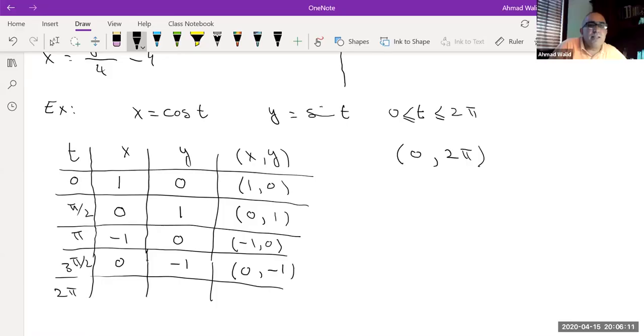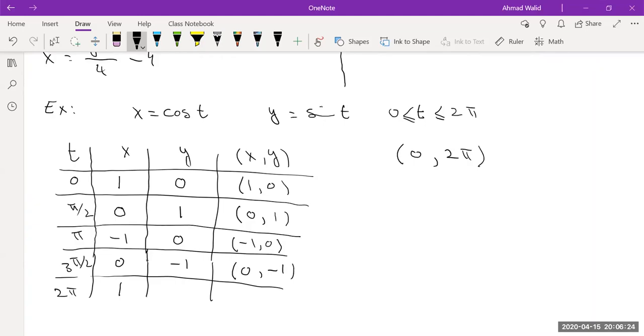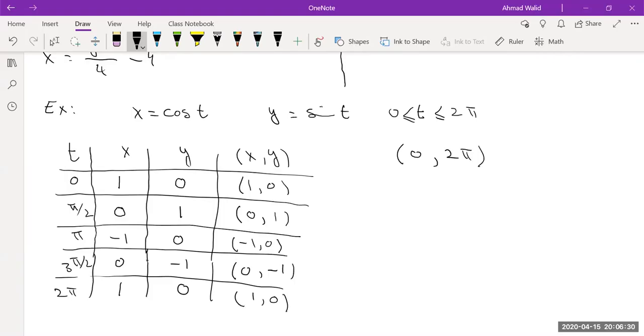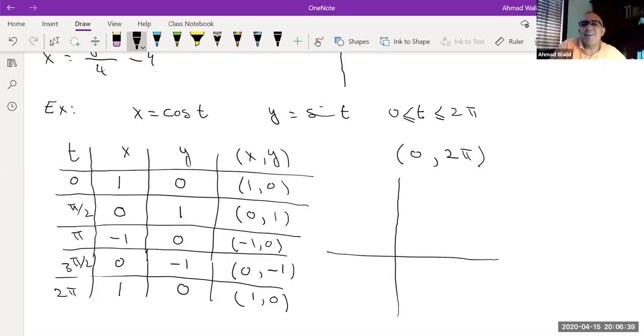I'm looking at the unit circle. This is the unit circle, guys, right? Cosine of 2 pi is 1 and sine of 2 pi is 0, so 1 and 0 again. Can you graph this for me? Connect these points and see what's up. It's a circle again. Wow, it's a circle, huh?